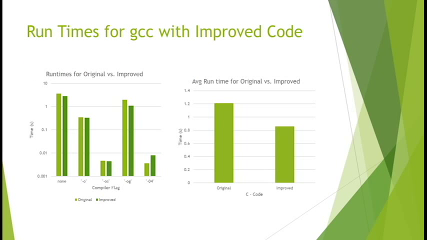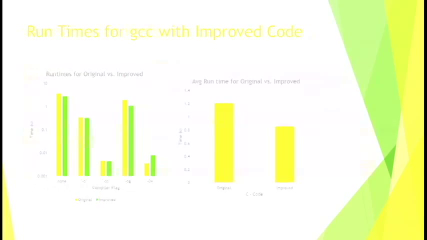On the left, we have a graph showing the median runtimes for both the original code and the improved code using all 4 different flags. In nearly every case, the improved code ran faster. This is demonstrated on the graph on the right, which displays the average runtime for both codes factoring out the flags. Again, you can see that the improved locality access of the new code increased performance by nearly 33%.